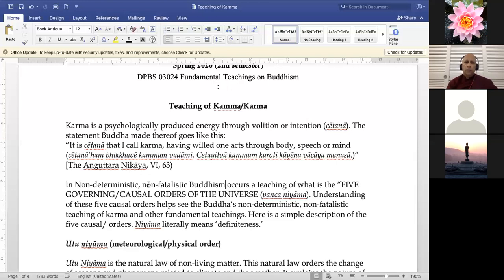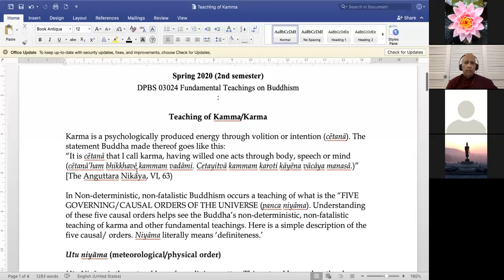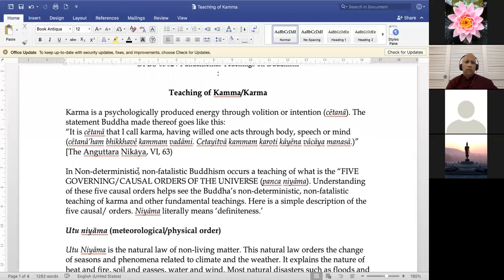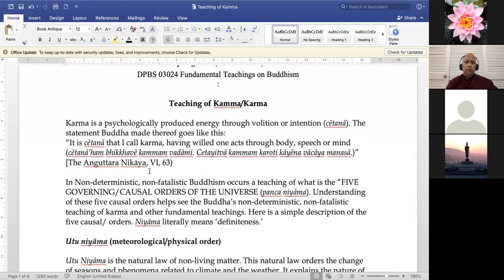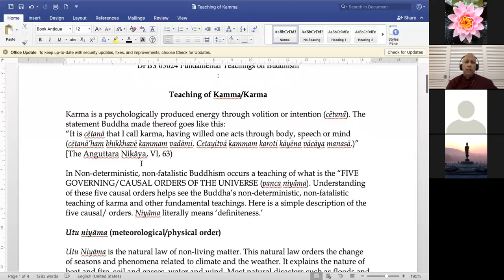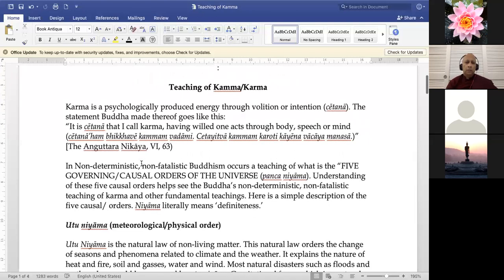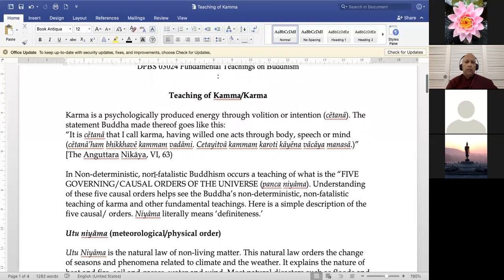So, going back to the term determinism. Now, Buddhism is not deterministic. It is non-deterministic. Why? In Buddhism it doesn't say that everything is karmic, unlike in Jainism. And Buddhism is non-fatalist, not fatalistic either.